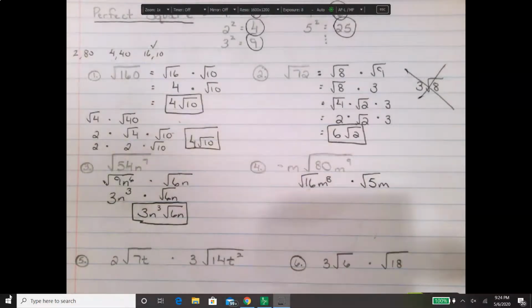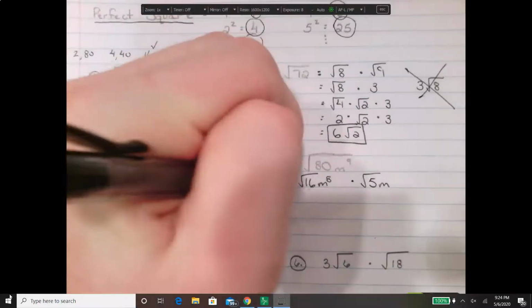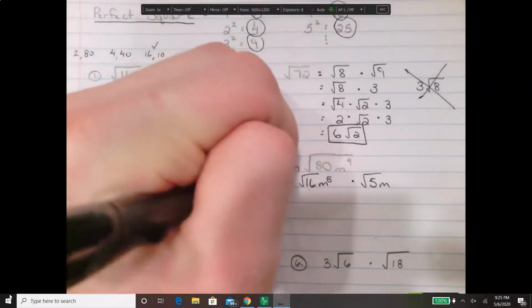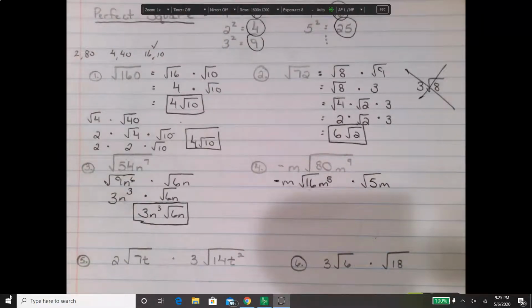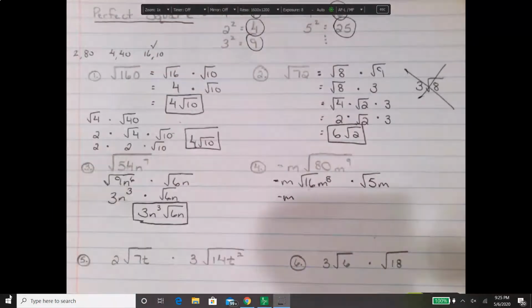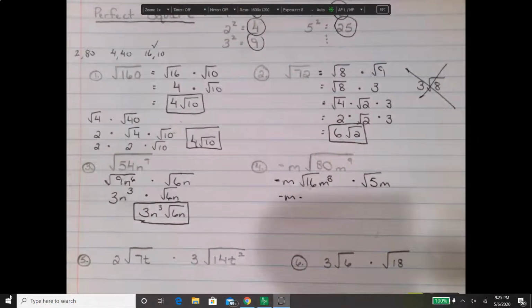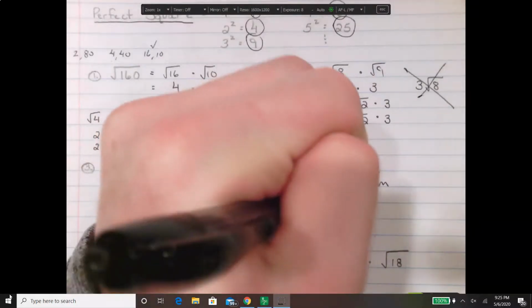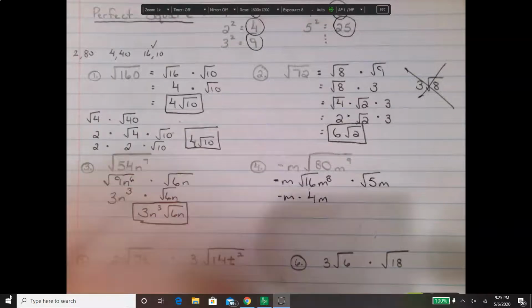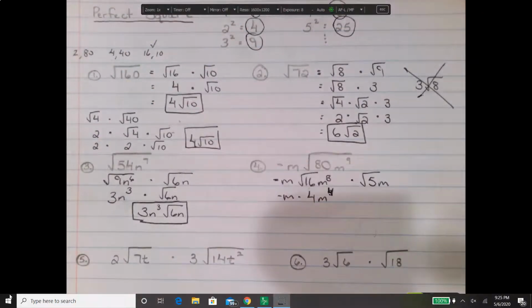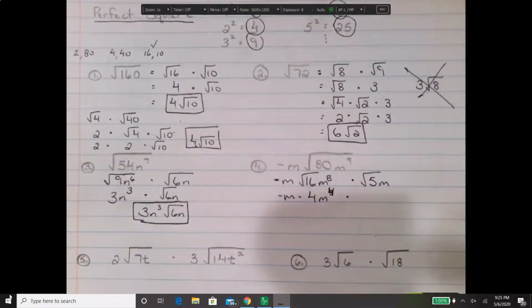From here, now we want to simplify, and don't forget about your negative m. If you don't carry it down, more than likely you're going to forget about it in your problem, so just keep bringing that one down. Let's simplify the left. So I've got that negative m I'm going to worry about here in a minute. So negative m times, now let's simplify this, radical 16. If I break that down, that equals 4. And now my variable, m, and remember, we're just dividing by 2. So it's going to be m to the 4th. And on the right, it's going to be times radical 5m.